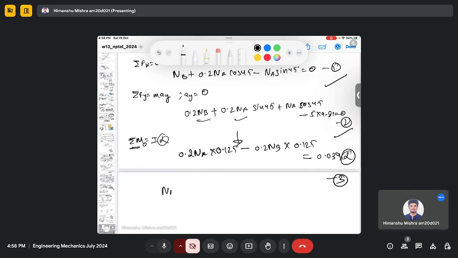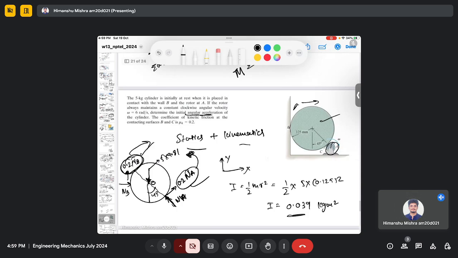So when you do that, you have NA which is 51 Newton, NB which is 28.8 Newton, and when you substitute this into equation 3, you will get alpha which is 14.2 rad per second square. So this is your angular acceleration. So just to recap here, we are given a cylinder which tends to rotate, and we need to find the angular acceleration of the cylinder. We have been given the mass of the cylinder, angular velocity, and the friction forces acting at the surface between the cylinder and the wall.